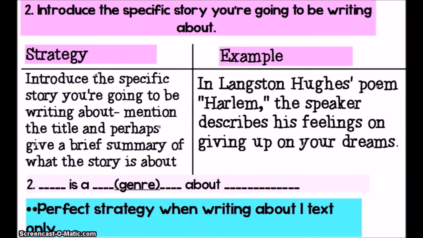A second strategy is you can introduce the specific story you're going to be writing about. This is a perfect strategy for when you're writing about one text only. You mention the author, the title, and you give a brief summary of what the story is about. "In Langston Hughes' poem Harlem, the speaker describes his feelings on giving up on your dreams." A brief little gist of what that poem is about. Once again, this is the sentence frame that you could use whenever you wanted to apply this particular connection strategy.